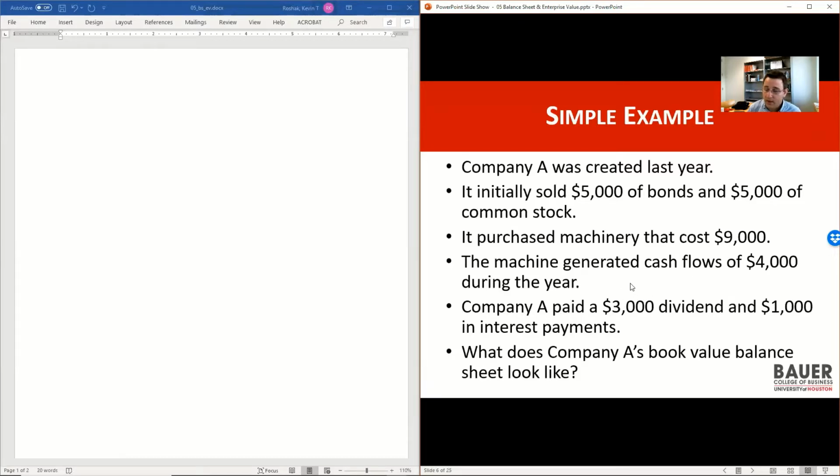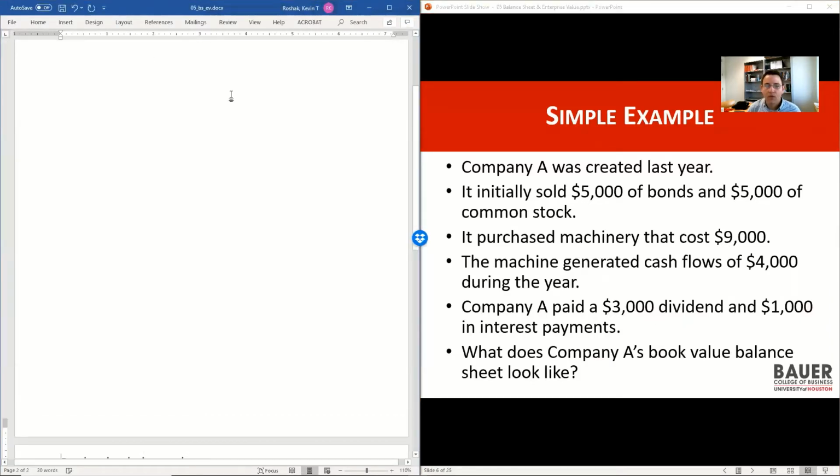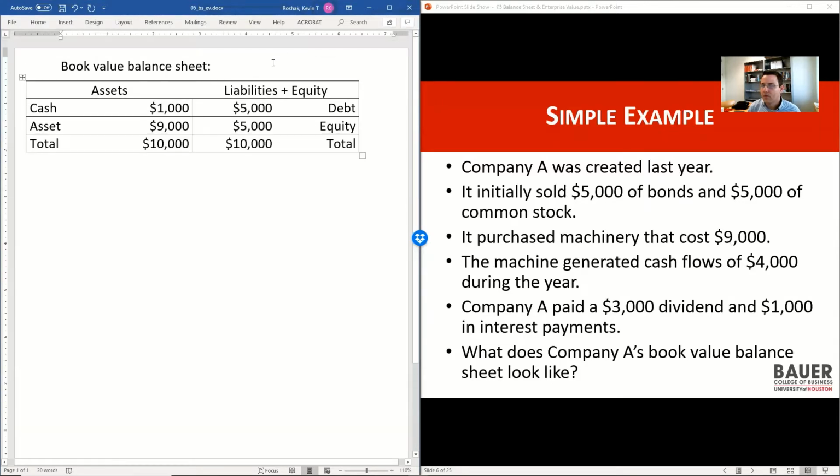What do you do with that $4,000? Well, what did company A do? They paid a $3,000 dividend and $1,000 in interest payments. Okay. So what does the book value balance sheet look like at time one after you've done all this stuff? Okay. Well, so I've just written it up here.